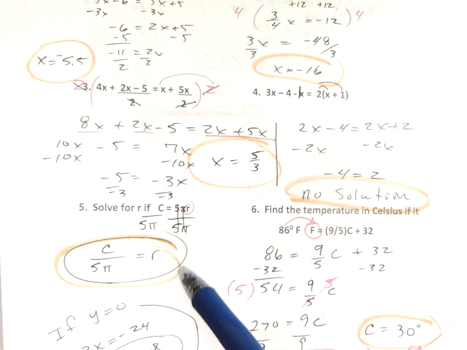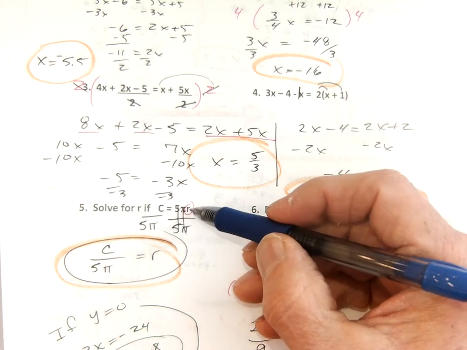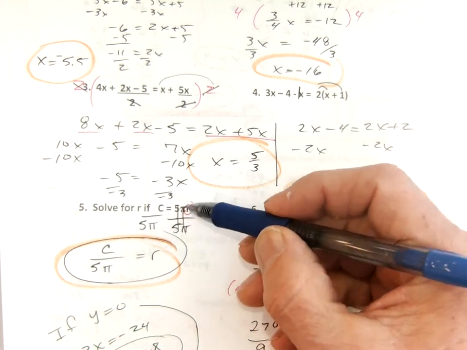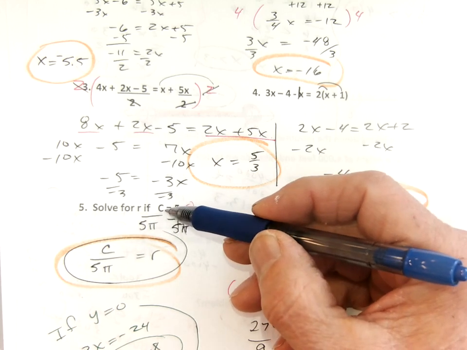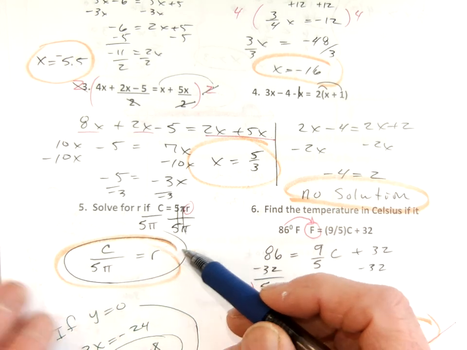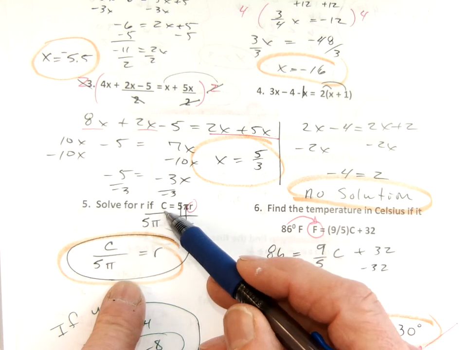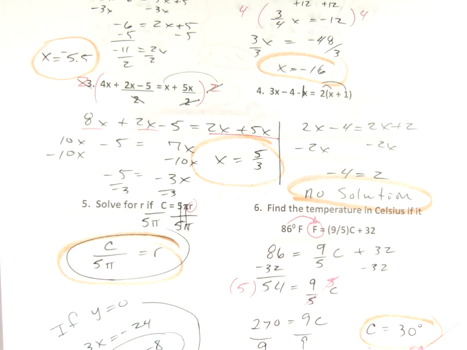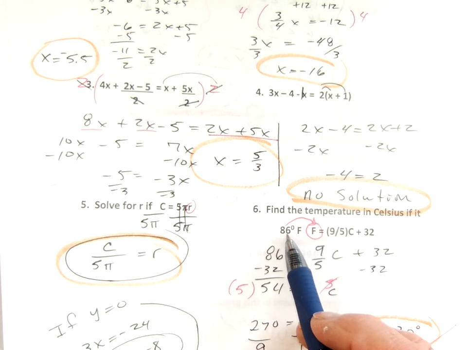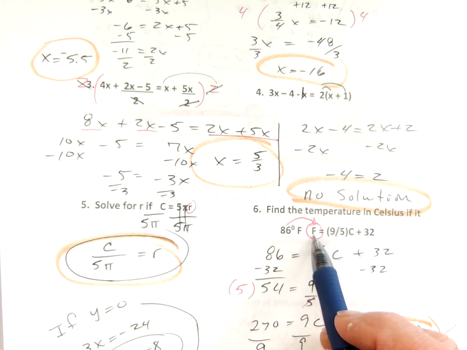5, I'm going to solve for r. So solve for r, I divide by pi and 5. Both are gone. And same thing on the other side, divide by 5 and pi. So what's the answer? Well, r is equal to c divided by 5 pi. That's the answer.